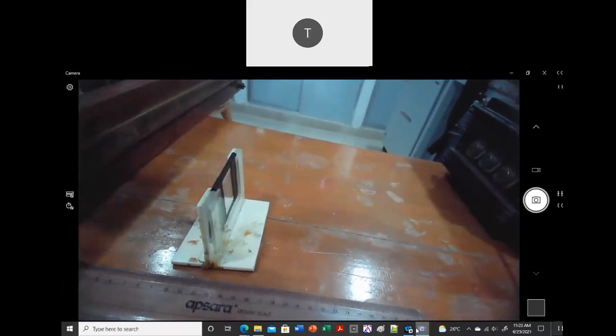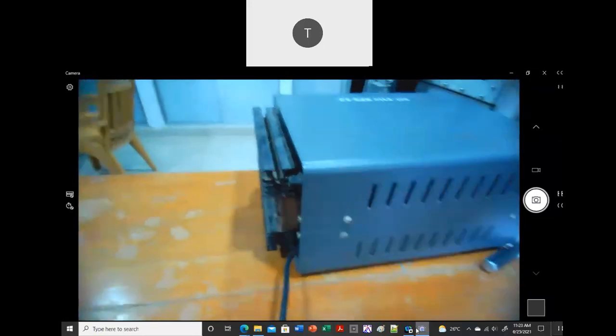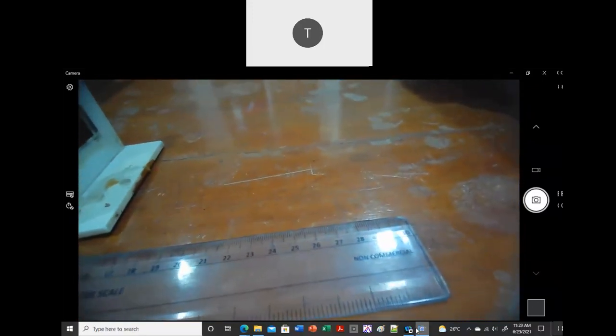This is the grating, the position of the grating. You should know the distance between your screen and the grating. So for that we are going to use this scale. This scale will help us to know the actual length between the grating and the screen. Okay. So then you can use your laser light.